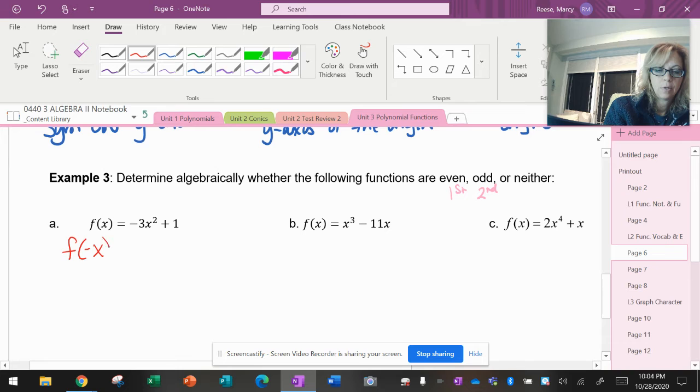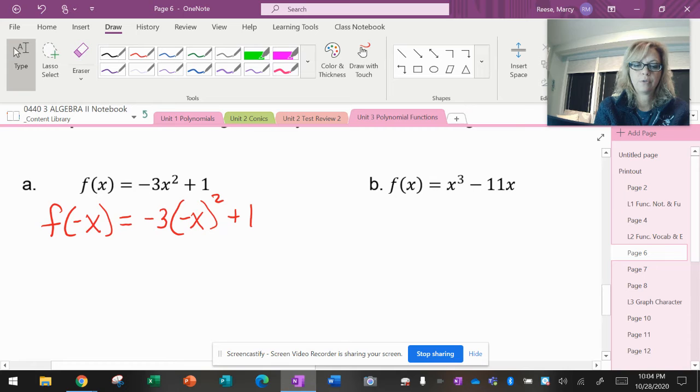Anyway, I'm going to put that negative x in for all x's. So the test is f of negative x. You really have to be careful of how this works. If I think about order of operations, if I take negative x and square it, a negative x times a negative x makes a positive x squared, and then it's minus 3 again, x plus 1.